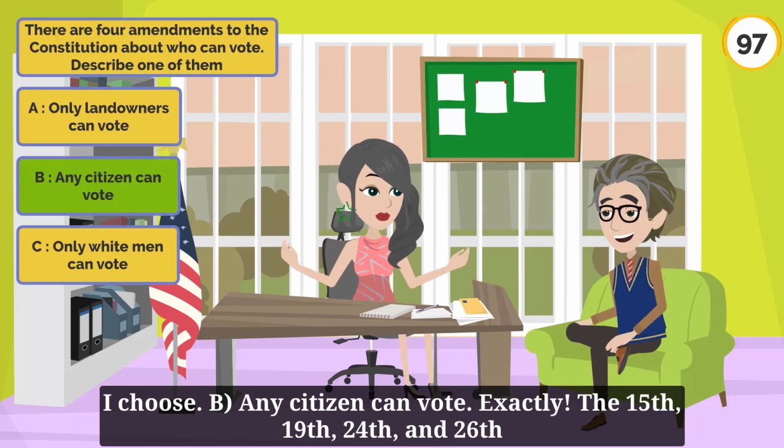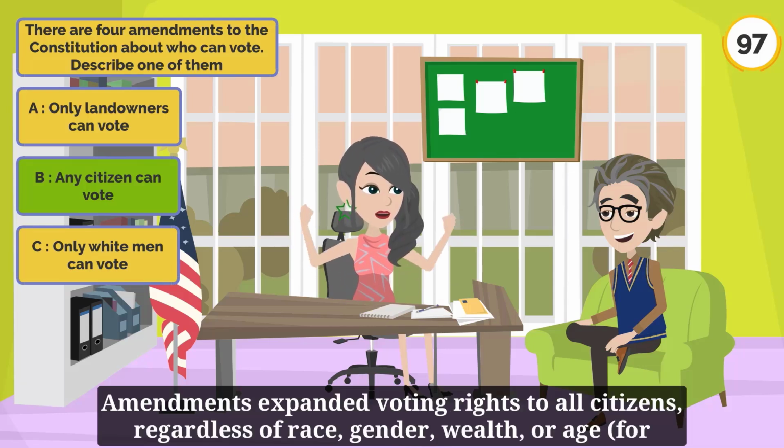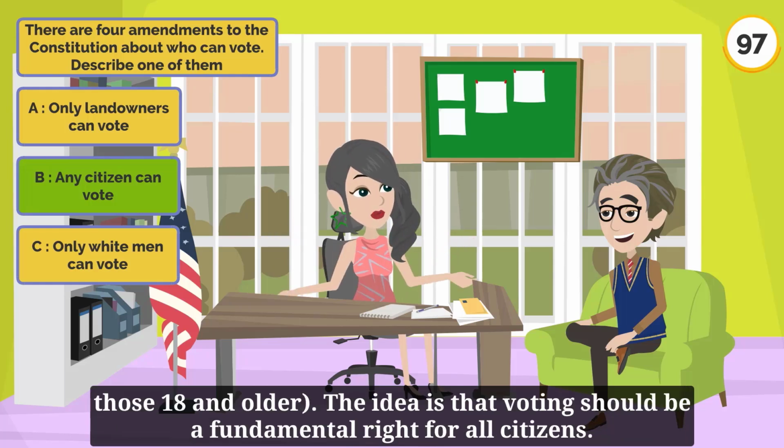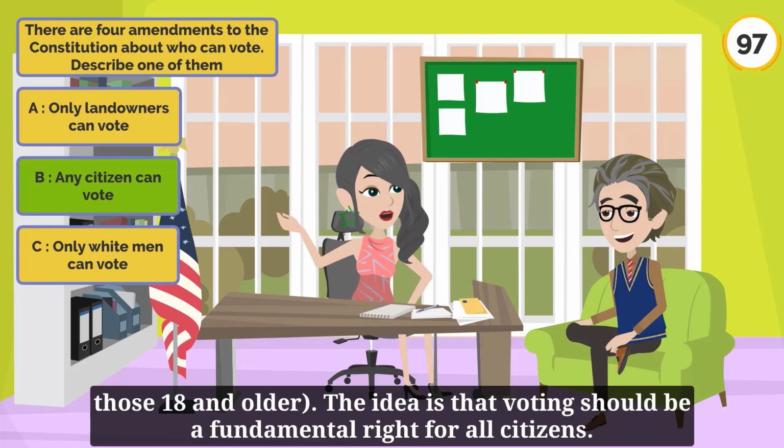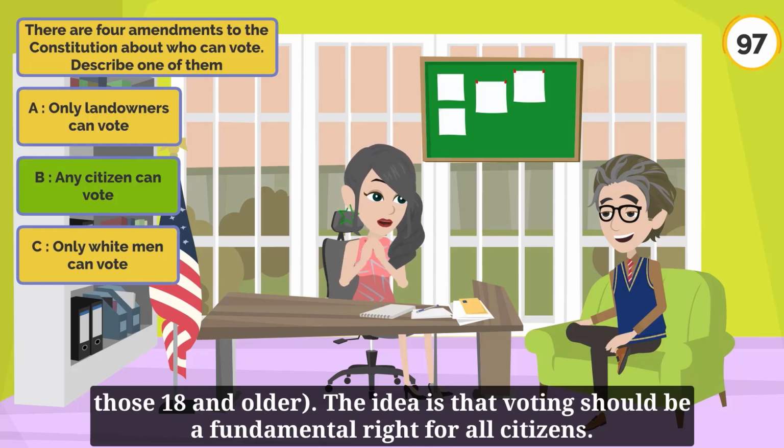Exactly. The 15th, 19th, 24th, and 26th Amendments expanded voting rights to all citizens, regardless of race, gender, wealth, or age, for those 18 and older. The idea is that voting should be a fundamental right for all citizens.